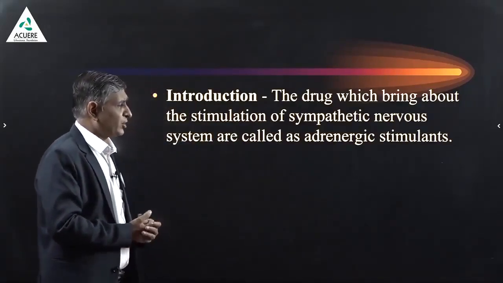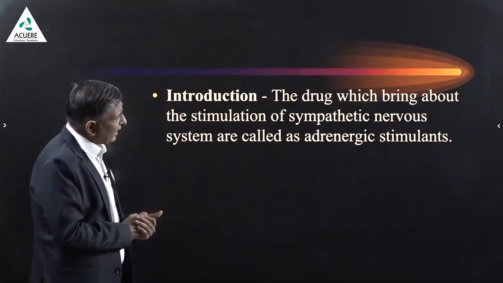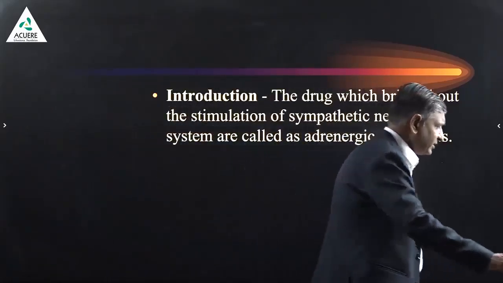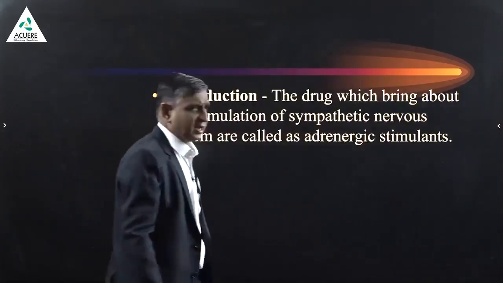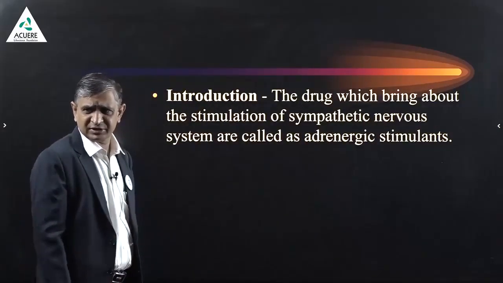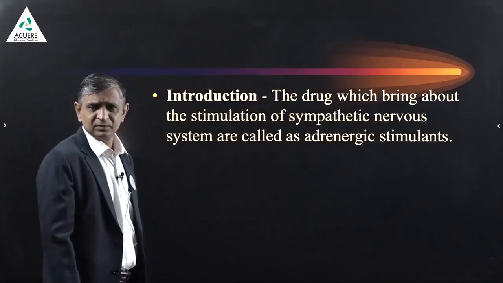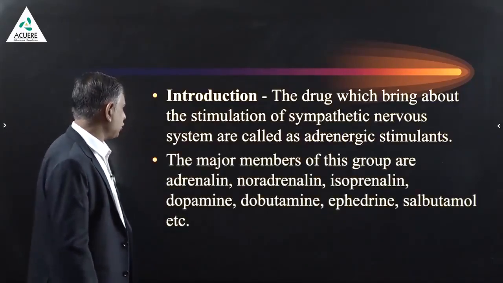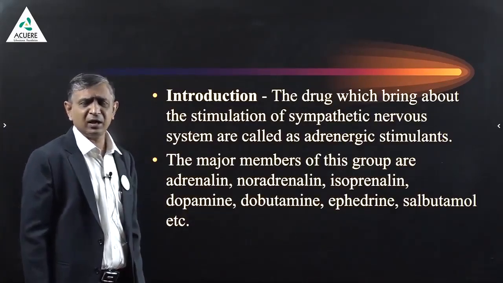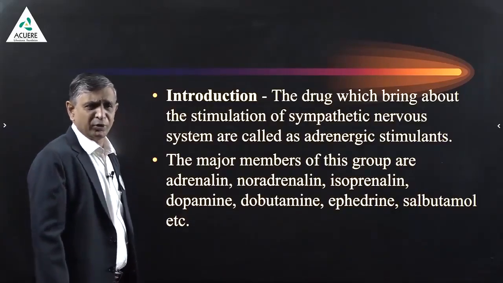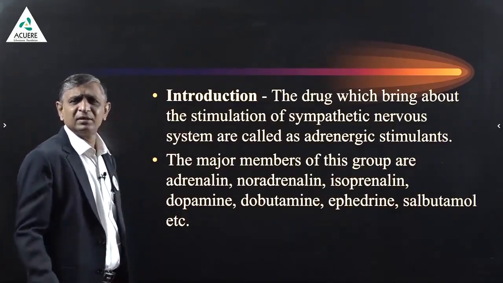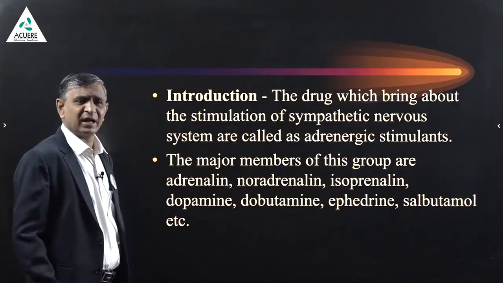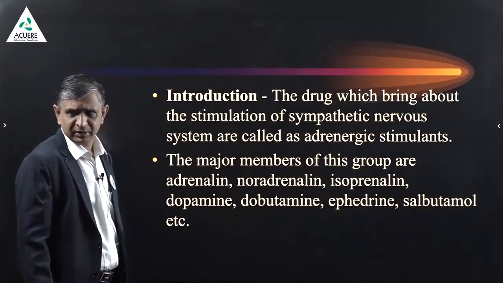Introduction to adrenergic stimulants. The drugs which bring about the stimulation of the sympathetic nervous system are called adrenergic stimulants. Am I right? The drugs which will bring about the stimulation of the adrenergic nervous system, that is the sympathetic nervous system, will be called adrenergic stimulants. Major members of the group are adrenaline, noradrenaline, isoprenaline, dopamine, dobutamine, ephedrine, salbutamol. Many are there. These all are adrenergic stimulants. They have their groups and all that; I will go into detail. Am I right? Yes.